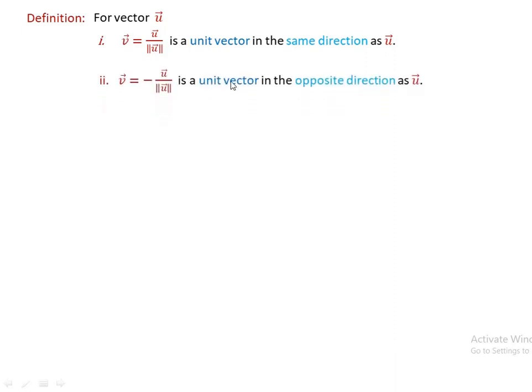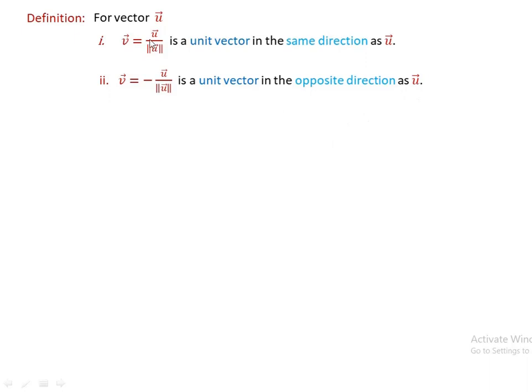Other definitions for vector u: the vector v is equal to u over norm of u, or 1 over norm of u times vector u, is a unit vector in the same direction as vector u. And the vector v equal to minus of vector u over norm of vector u is a unit vector in the opposite direction as u.